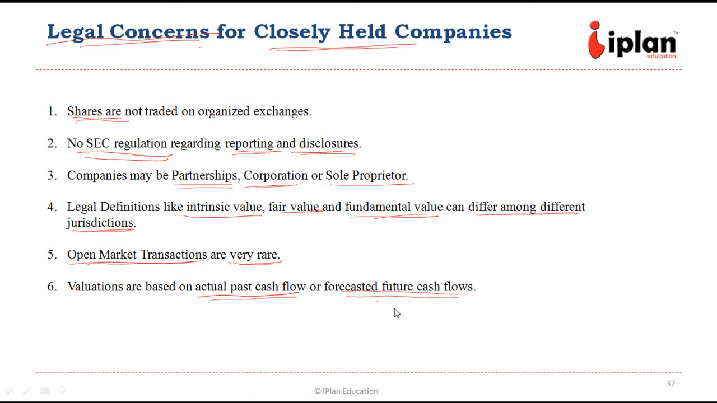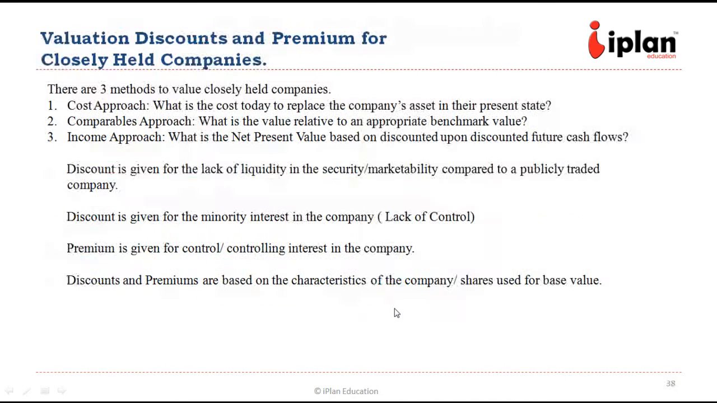Let us look at the valuation methods for such companies. There are three major approaches for valuation of closely held companies. First is the cost approach. What is the cost today to replace all the assets of the company in its present state? That is the cost approach. Second is the comparable approach, where we look at the value of other comparable companies. So we can have a comparable company or benchmark value, and relative to that we can estimate the value of the company. And third is the income approach, in which we look at the net present value based on the discounted cash flows estimated for the future.